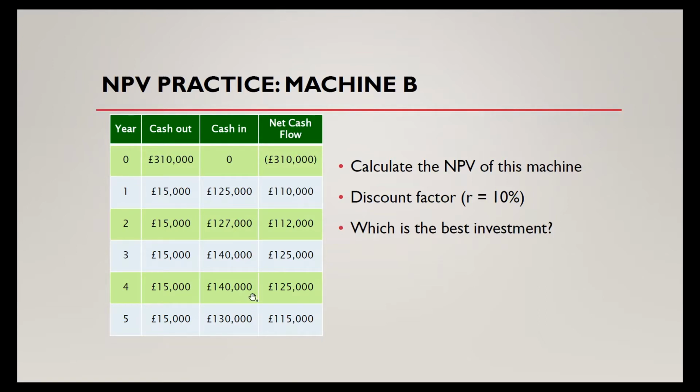To calculate the net cash flow, we simply subtract the cash in of 125,000, for example, by the cash out of 15,000, then this will give us the answer for the net cash flow. And for this question, assuming the discount factor is 10%, then what is the value of the net present value? In addition, compared to the machine in the last video, which machine generates a better NPV?